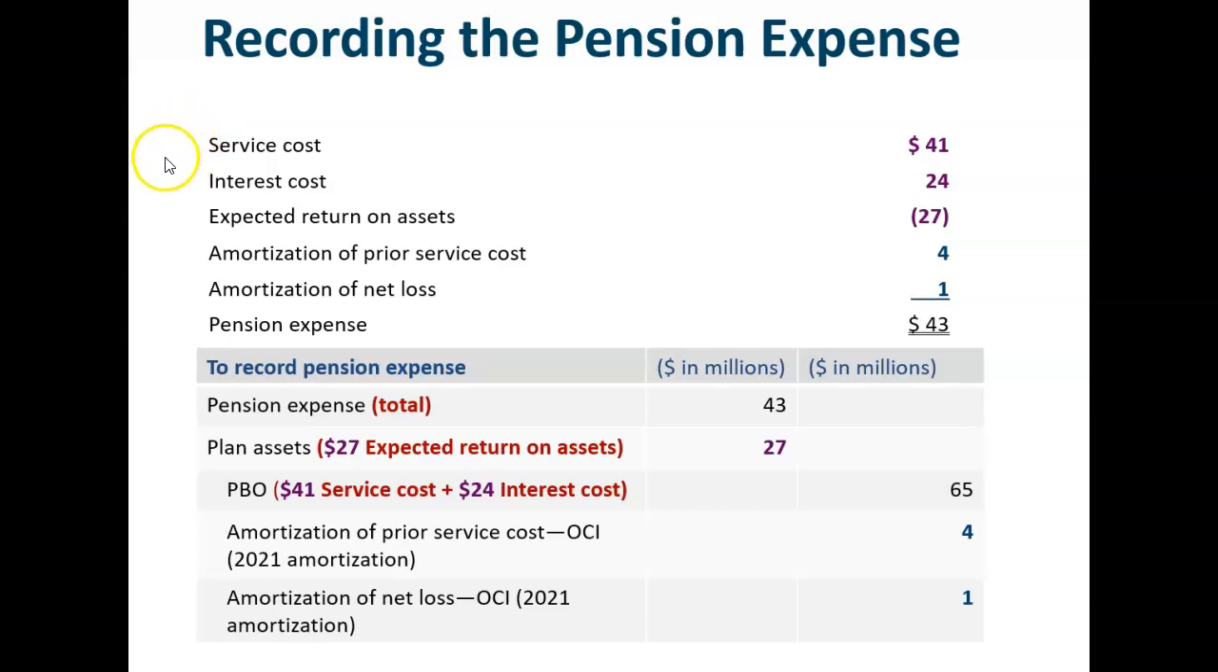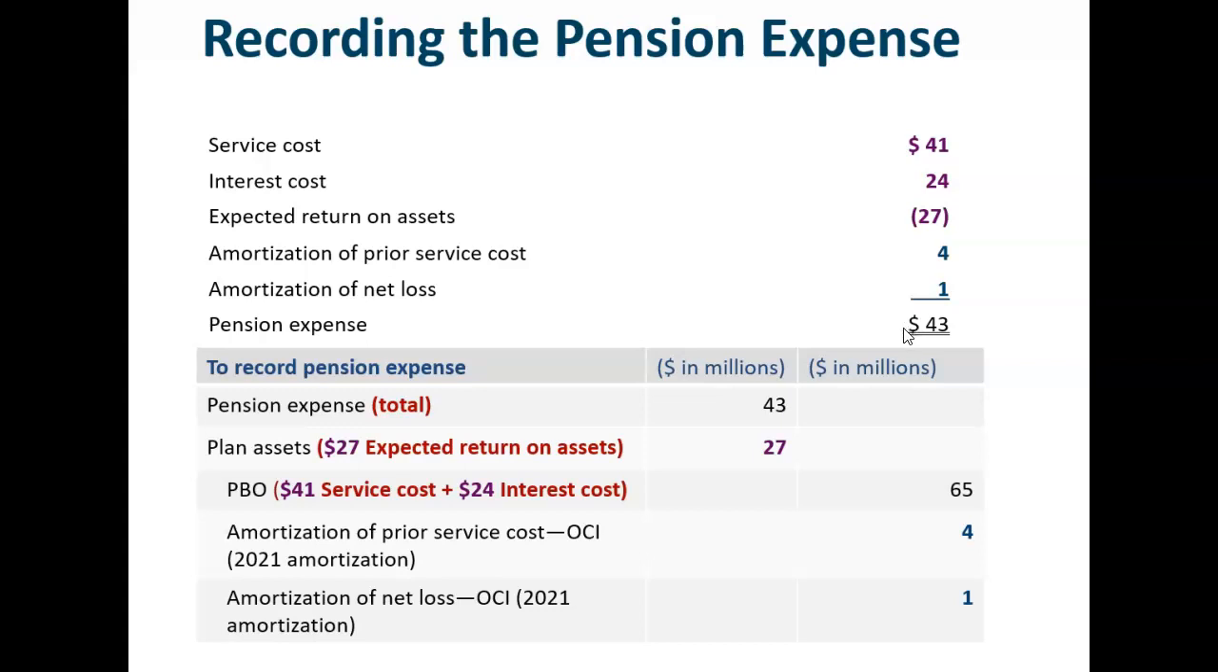Hi everyone. In the previous 3 videos, we began a discussion of periodic pension expense. In this video, we will conclude that discussion. As shown here, Global's pension expense for the year 2021 was $43 million.